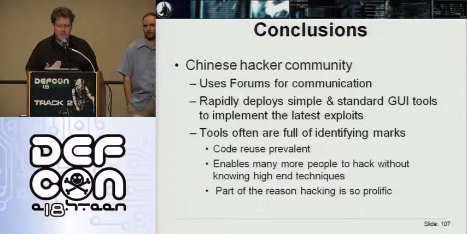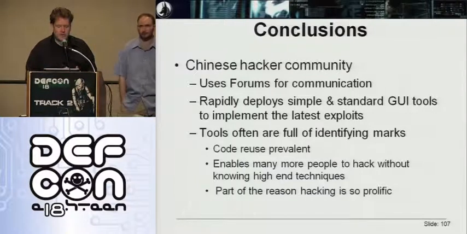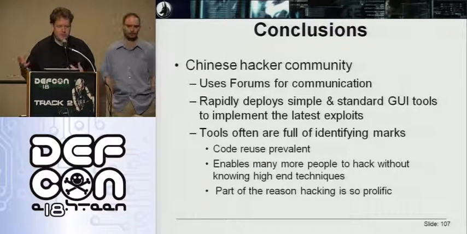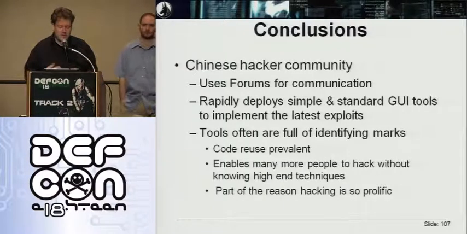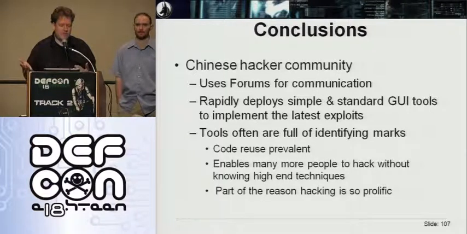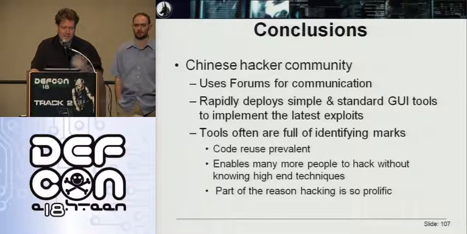Our conclusions are essentially the Chinese hacker community uses forums for communication as well as QQ, versus here we use other methods. They very rapidly can deploy simple standard GUI tools for the latest 0-days, even 0-days we don't know about yet. And the tools are full of all kinds of identifying marks, as well as the output of those tools that we can sort of signature on or look for.